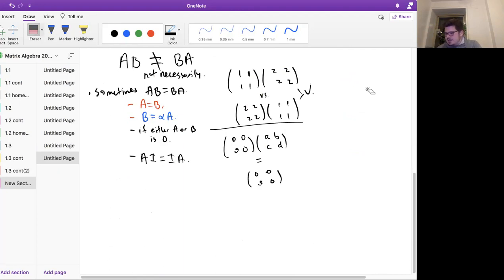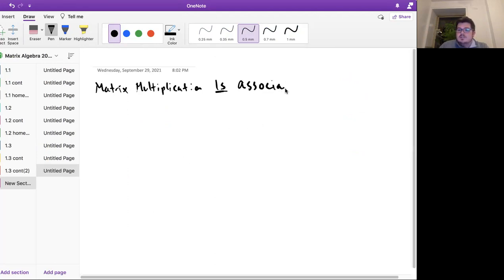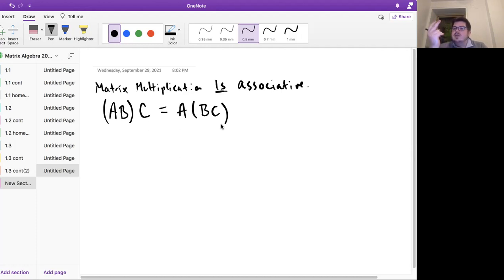All right, I think we have time for one full and very long proof, but it's hefty. Here's another property of matrix multiplication. It's not commutative, but it is associative. What this means is that if you have a product of three matrices, you can't rearrange them, but you can decide which you want to multiply first.